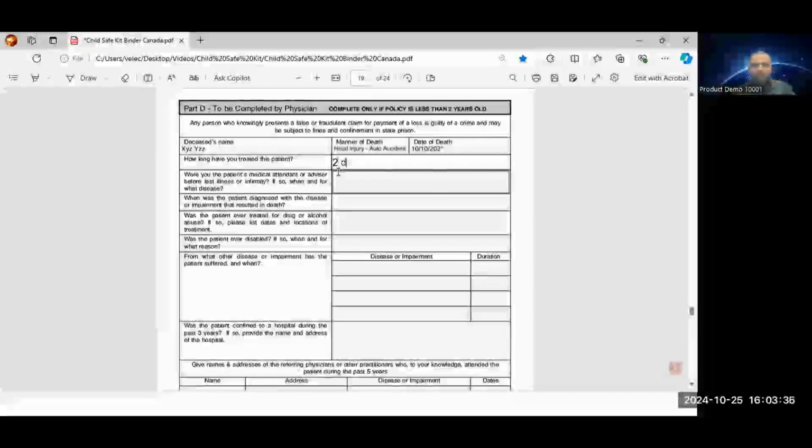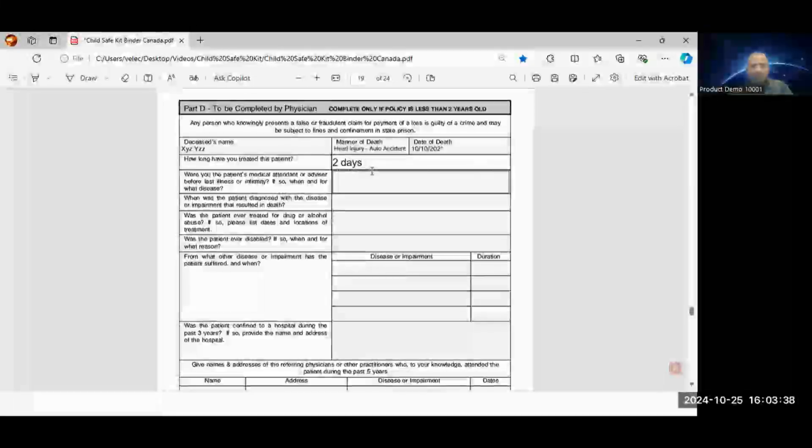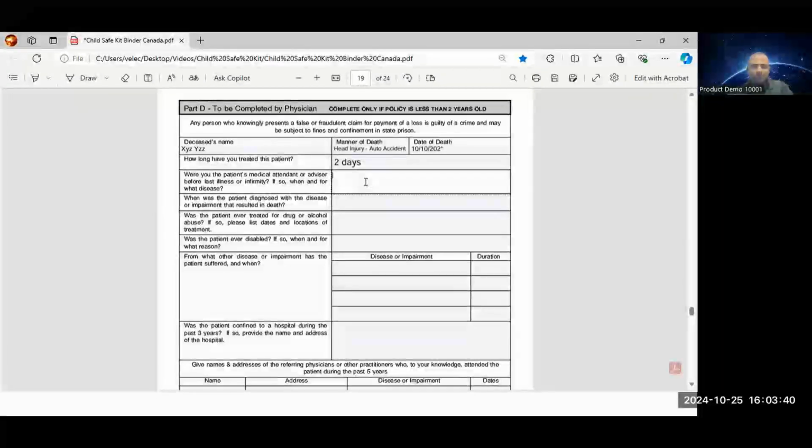Okay. So just 2 days. All right. So 2 days. Okay. Were you the patient's medical attendant or advisor before last illness or infirmity? Yes or no? If so, when and for what disease? So this is before last illness. In this case, we'll say not applicable.